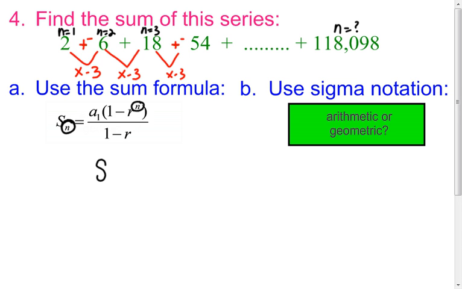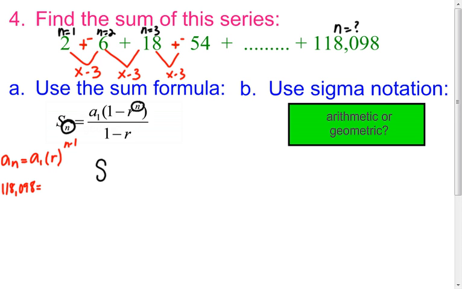I know that 118,098 is the last term I'm adding up, but I don't know what term number it is. Okay, so I'm going to have to figure that out. And to do that, you're going to need to go back to your other formulas, which this is the formula for a geometric sequence. It goes like this, just to jog your memory. And so what I need to do is use that formula to help me find what n is.